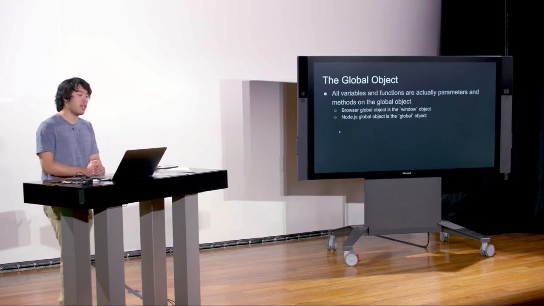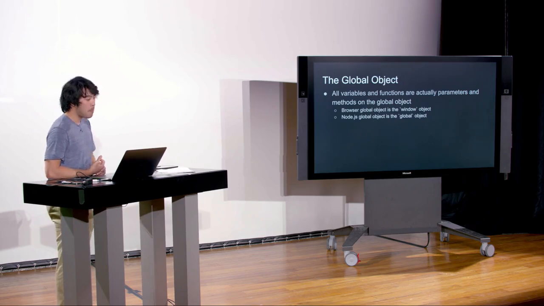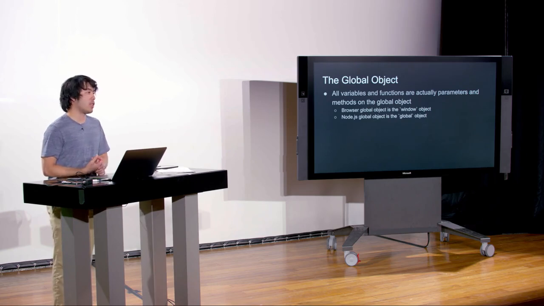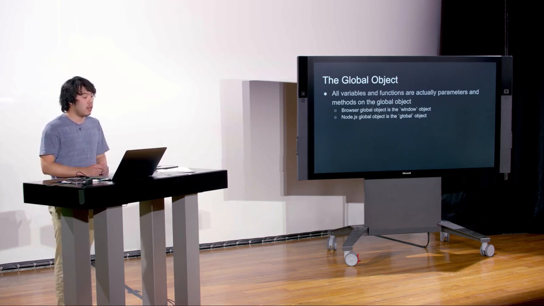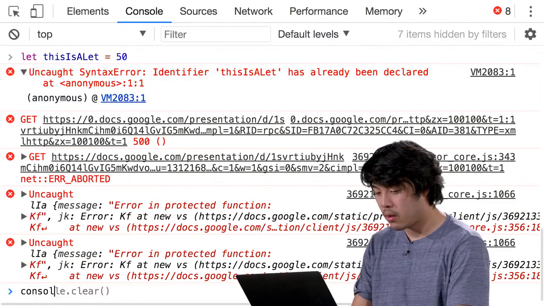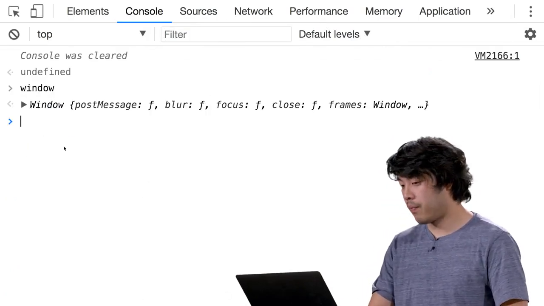So the global object. So the way these things all work is basically, in any given runtime, there's this thing called a global object. And so all variables, all functions are actually keys or properties or methods on the global object. So in the browser, there's this thing called window, which is the global object of a window. So this is a browser environment. And if I type window, I see this thing.